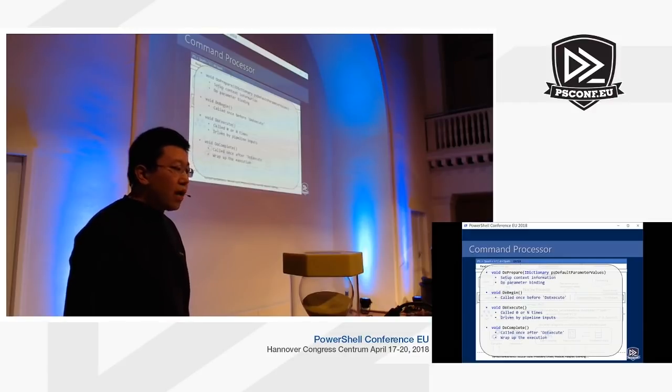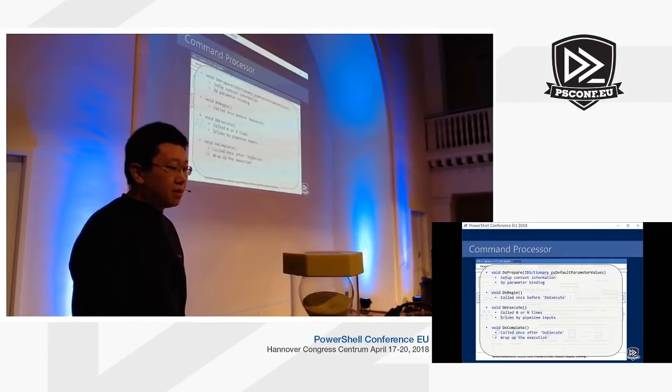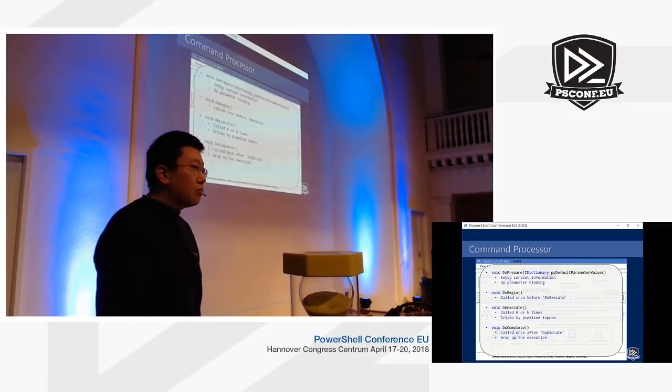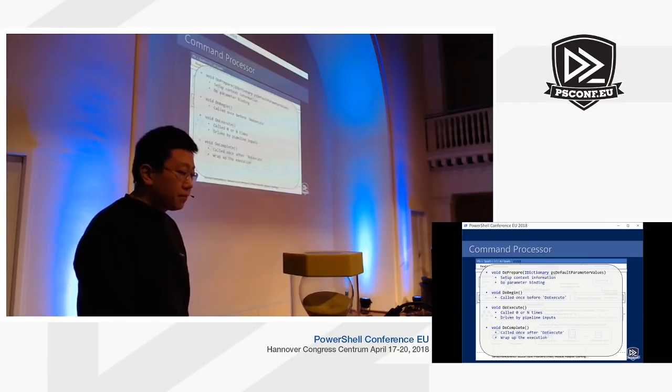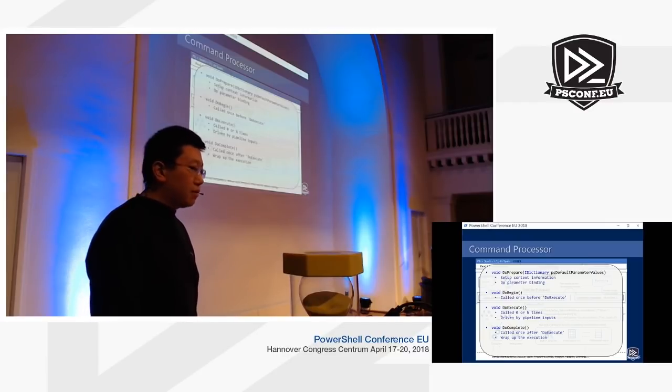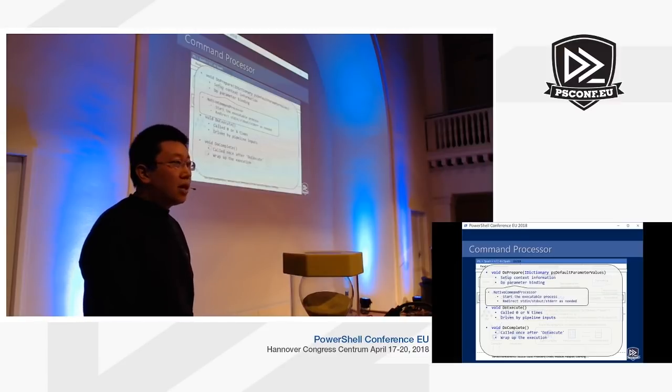In order to execute a command, 4 key methods are implemented by every command processor: DoPrepare, DoBegin, DoExecute, and DoComplete. They basically represent the life cycle of a command execution. DoPrepare will run only once before DoBegin. It will set up some context information and do parameter binding. For NativeCommandProcessor, it also starts the executable process and redirects the standard input, output, and error streams as needed.